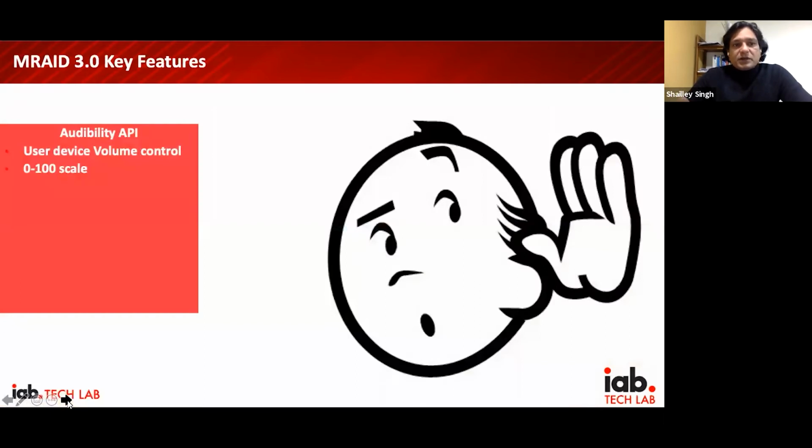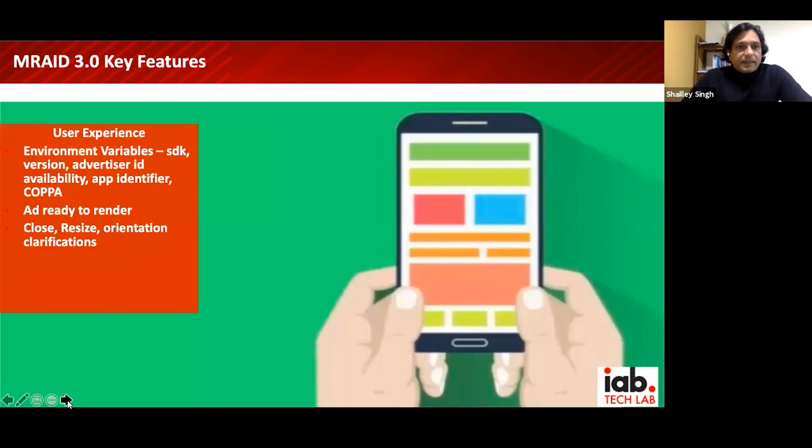The next one, we introduced the audibility API, because user device volume control and understanding whether the user is actually listening to the ad, especially if it's a video ad asset, was a very important requirement for advertisers. So we introduced that. And then we introduced a lot of user experience level features in MRAID 3.0.